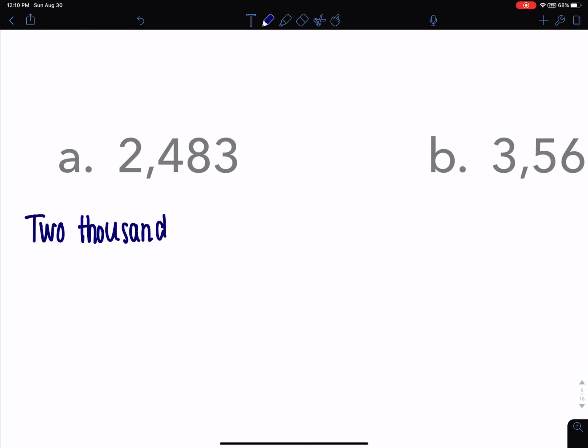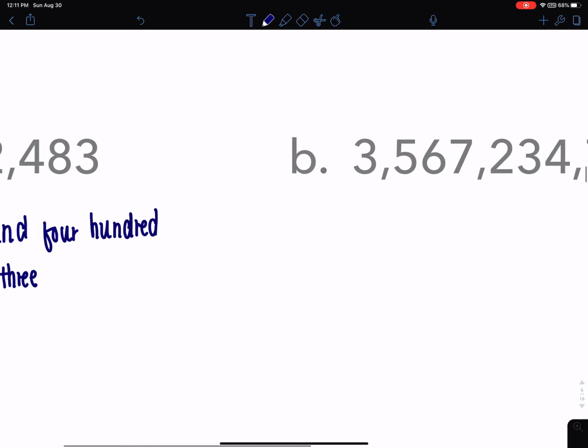$400. $83. Notice nowhere is there an and. You only use and when you have a decimal.